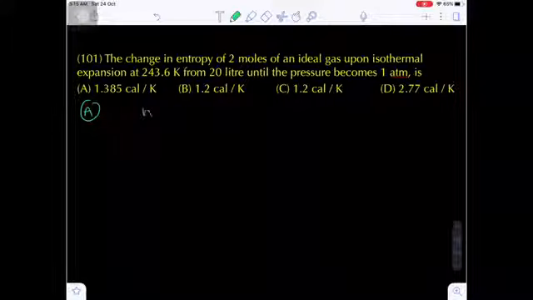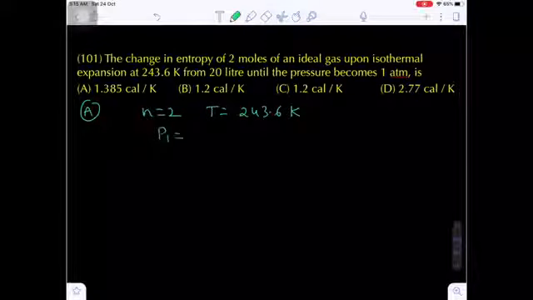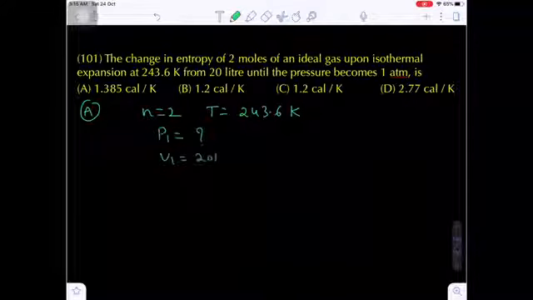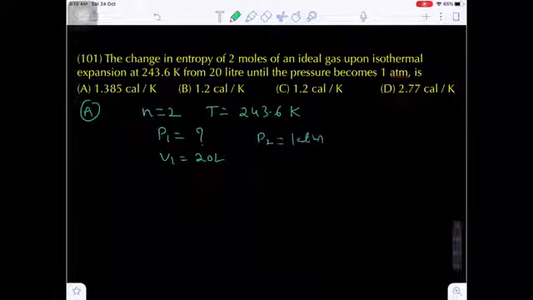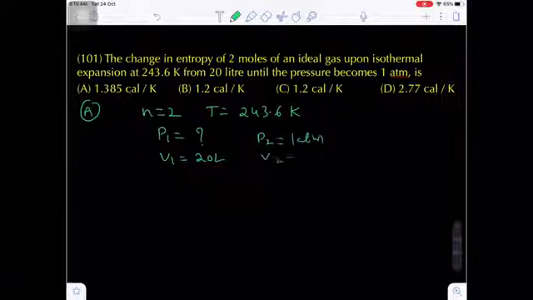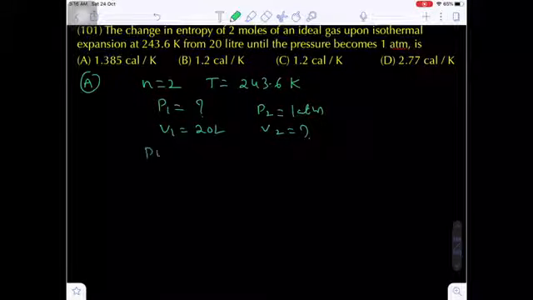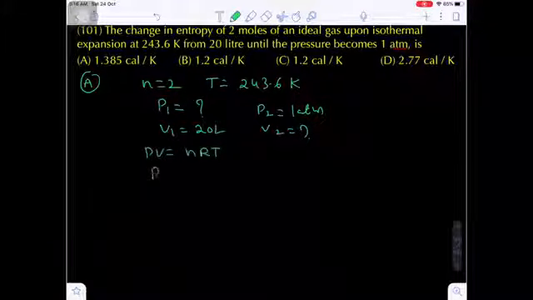So first of all, the number of moles of ideal gas is 2 moles, and the temperature is 243.6 Kelvin. What will be the initial pressure? We don't know. But the initial volume, yes, that will be 20 liters. And the final pressure is 1 atm. Do you know the final volume? We don't know the final volume. Now with the help of the ideal gas equation, that is PV equals nRT, what I am trying to calculate here is P1.